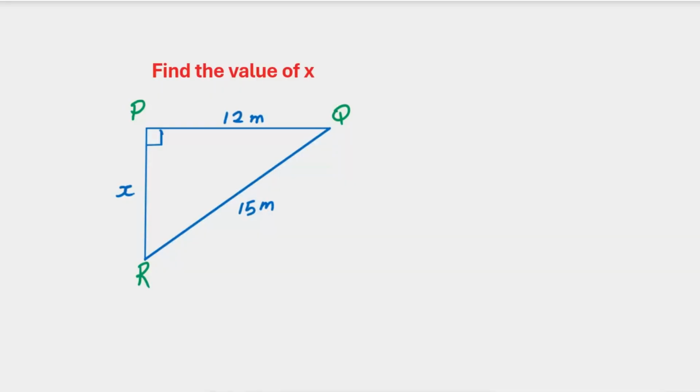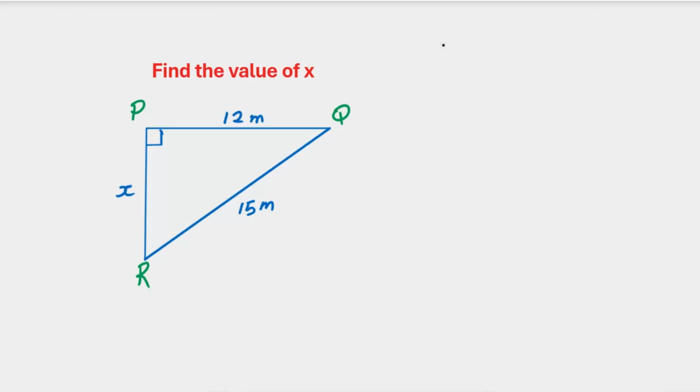That is our next question. We have to find the value of x. Let's see this diagram. Another right angle triangle. And this is the hypotenuse. That's the side facing the 90 degrees. So that's the hypotenuse. So without wasting much time, let's work this question quickly here.